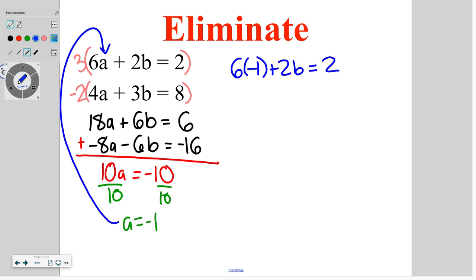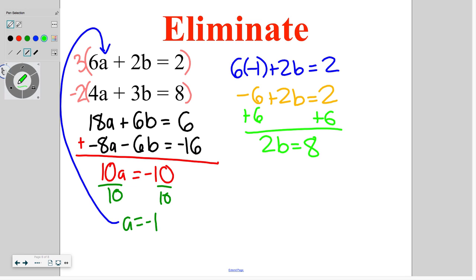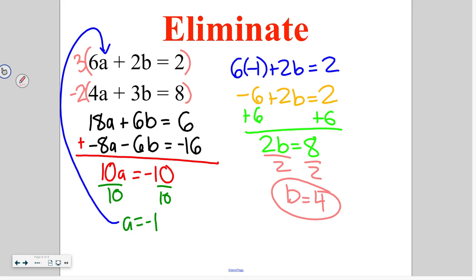Multiplying, I'm going to get negative 6 plus 2b is equal to 2. I'm going to go ahead and add 6 to both sides. So I've got 2b is equal to 8. And dividing both sides by 2, I end up with b is equal to 4. So my final answer is negative 1, 4.